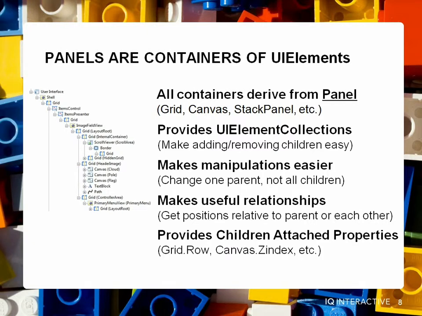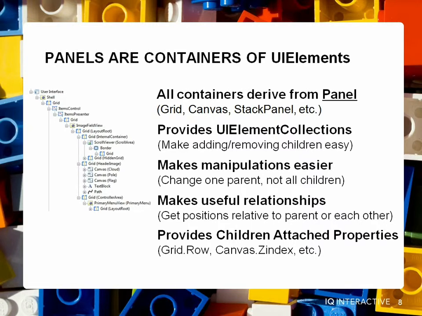And another thing that you get through panels are these things called attached properties. So if you take a button and you put it in a grid, you're going to get attached properties like grid.row, so you can assign that the button is in row 2 of this grid. That isn't a property that's a part of a button. It is an attached property it is getting from being inside of a grid.